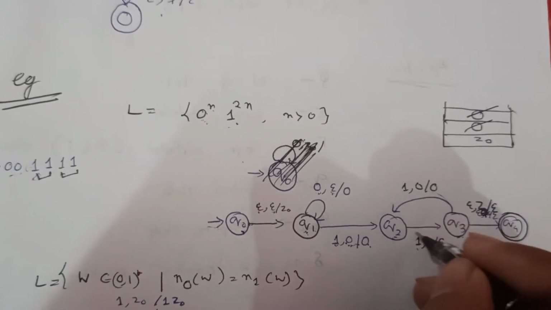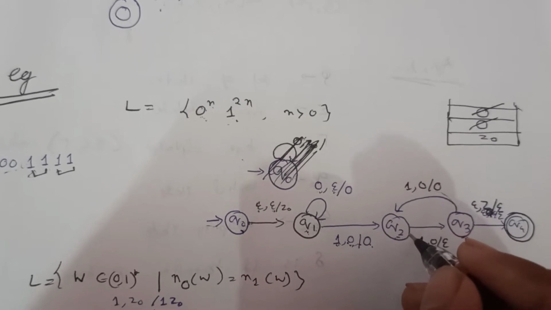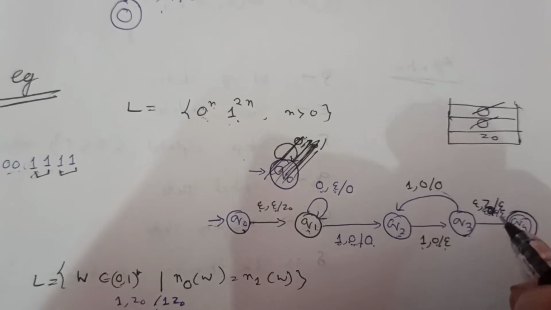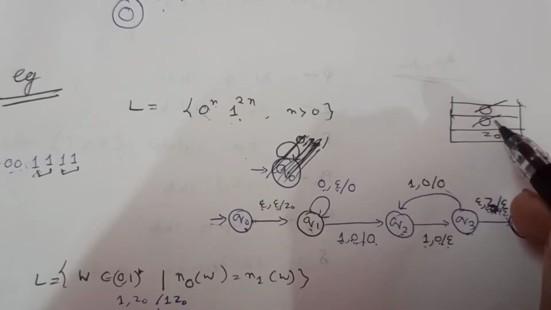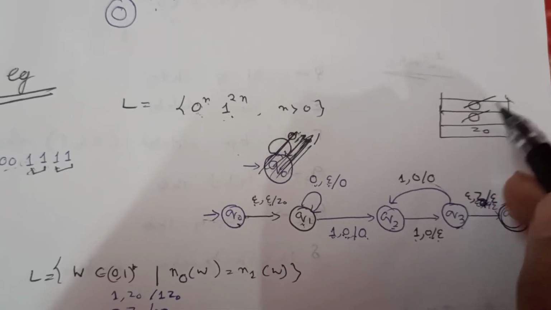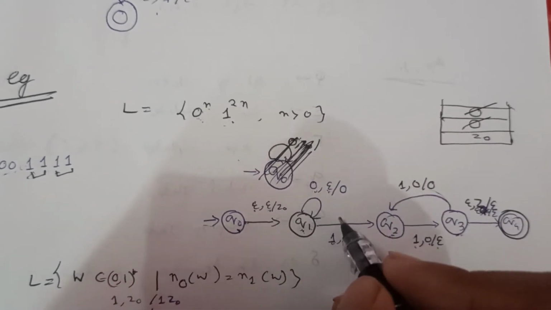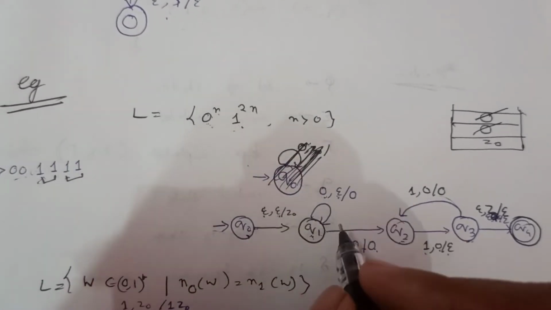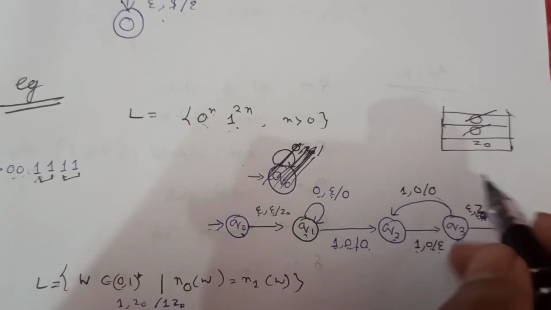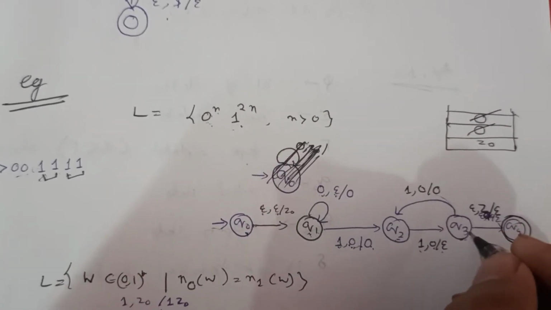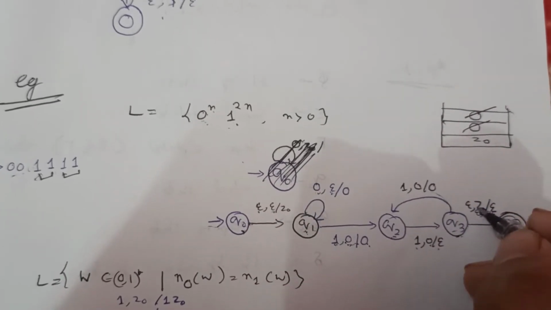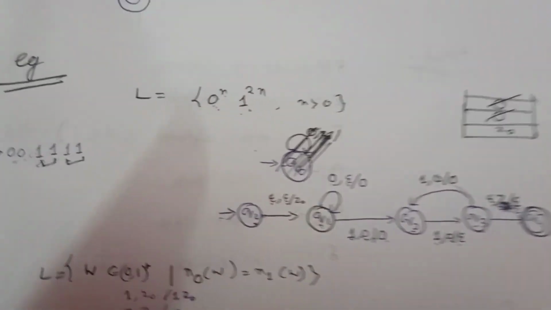So what is this loop doing, particularly q2 to q3 and q3 to q2? This loop is ensuring that for every pair of ones we are popping one 0 from our stack. We are pushing one 0 for every single 0 we have, and we are popping one 0 for every pair of ones we have. This means the number of ones will always be twice the number of zeros, and after that when we have only the stack symbol left, we are just going to our final state and popping the stack symbol.